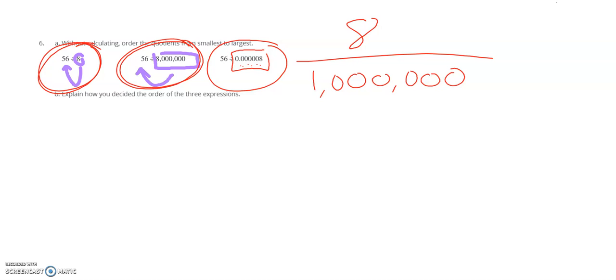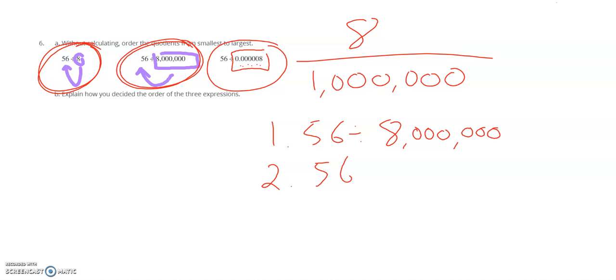So if we're ordering them from smallest to largest, number 1 would be 56 divided by 8 million. That's also like chopping 56 up into 8 million pieces. Those pieces would be tiny. The second one in the middle is going to be 56 divided by 8, because 8 goes into 56 7 times. Kind of a normal solution.